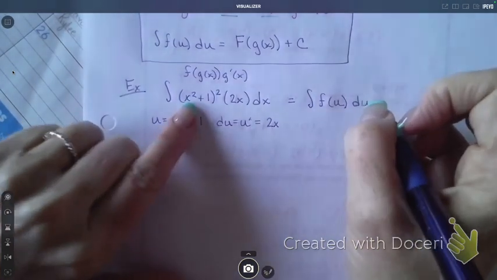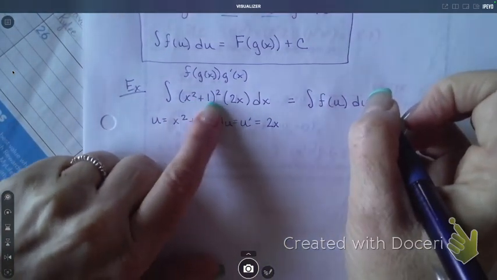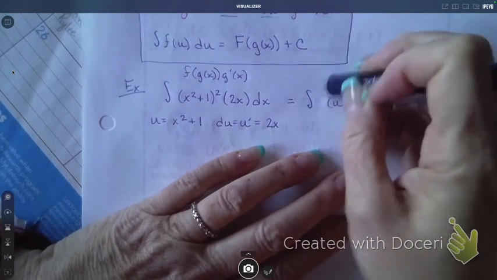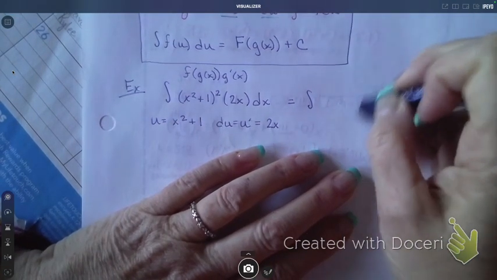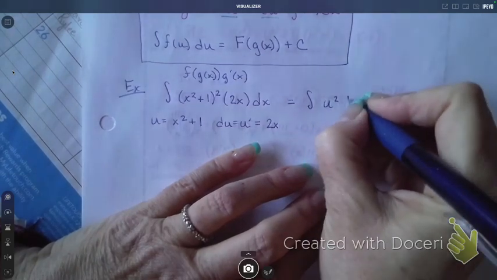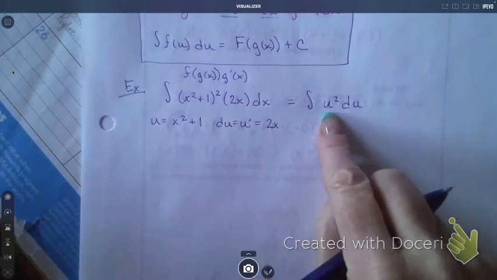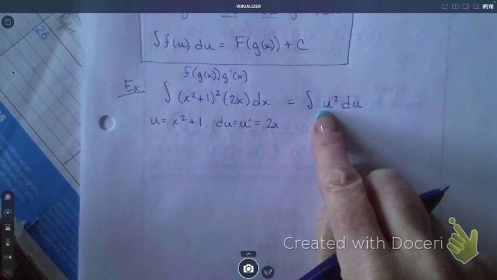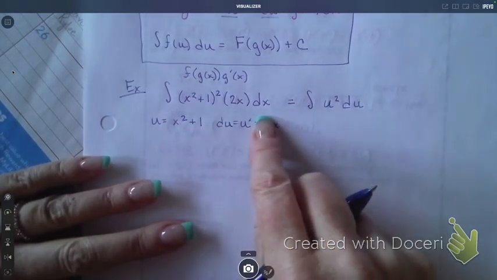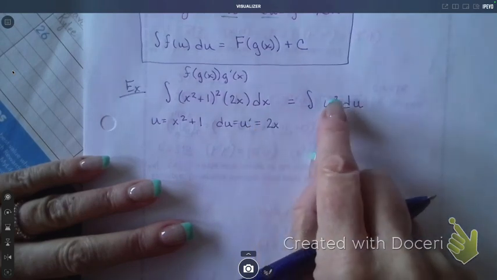So all I need to do is take the antiderivative. Sorry, I meant to write u squared. So all I need to do is take the antiderivative of u squared now, because I had everything else covered, correct? So what's the antiderivative of u squared?